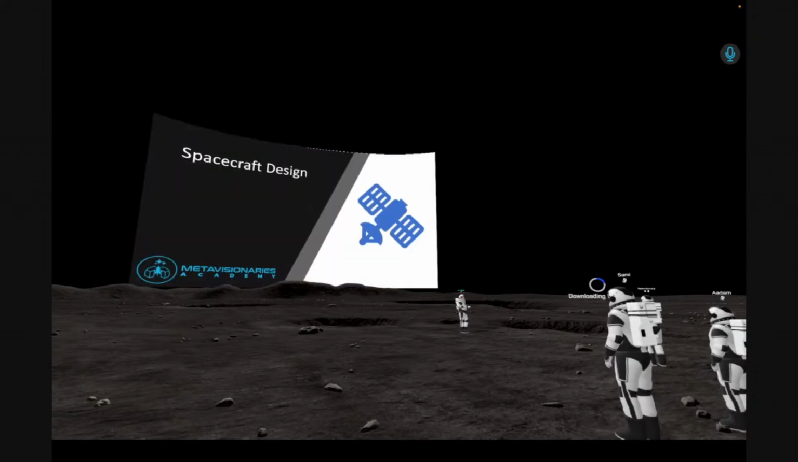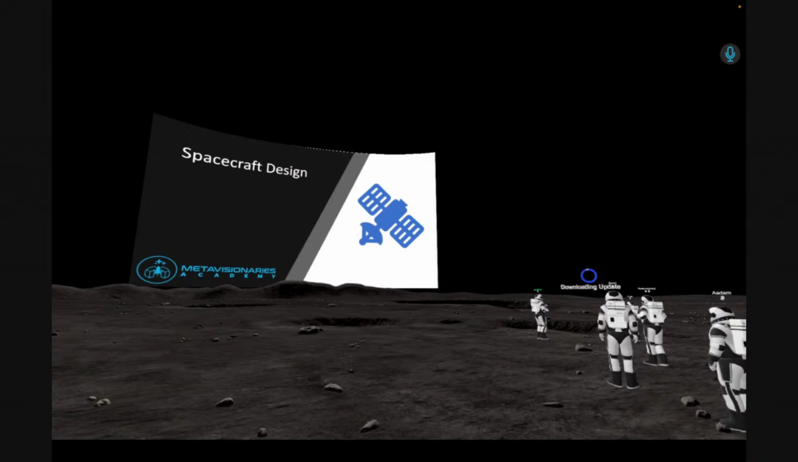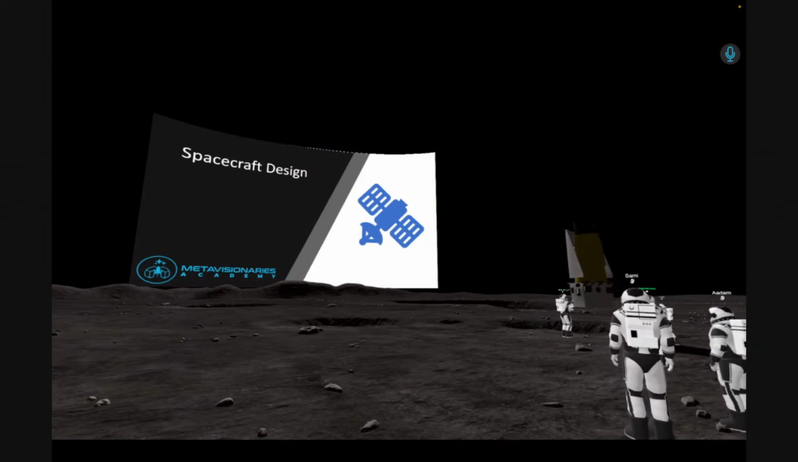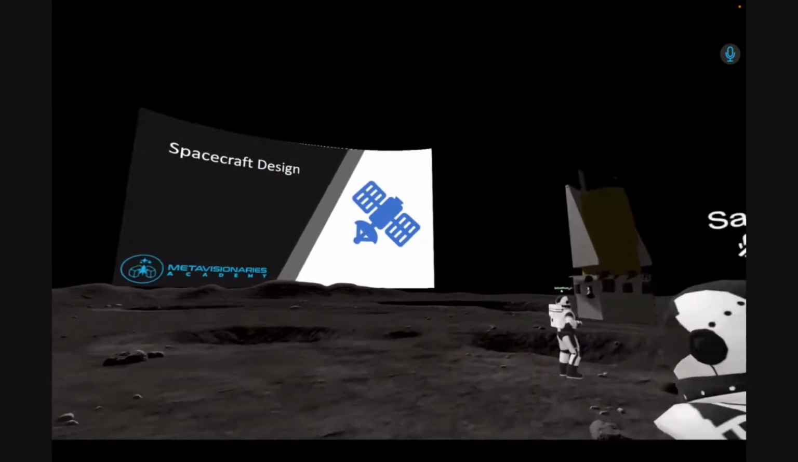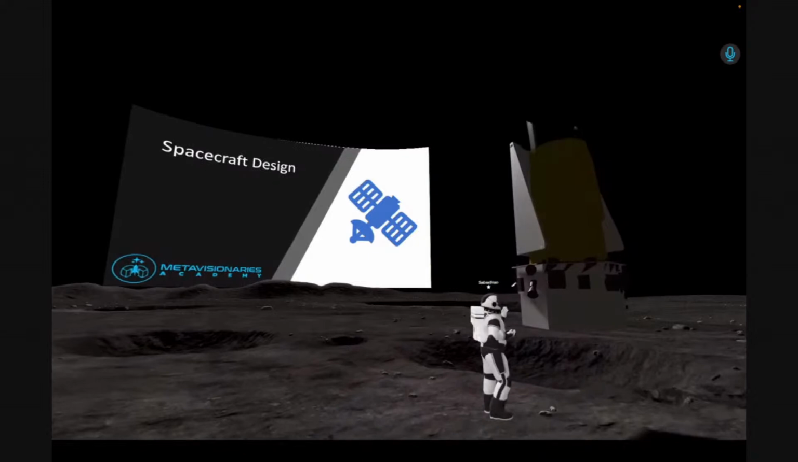So the first class, as I told you already, is going to be about spacecraft design. Since we already started with one model here, you can move freely, there's no problem. This satellite is actually really similar to Euclid. It's not Euclid, but it's also a space telescope. If you come closer, you can see Kepler. This is the Kepler Space Telescope.